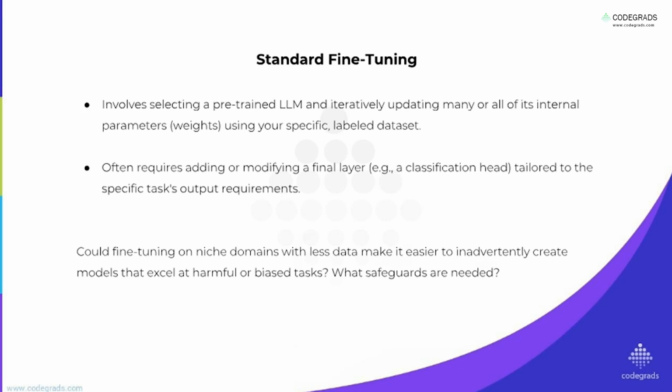But there's a critical consideration here, as the slide points out. Could fine-tuning on niche domains with limited data lead to harmful or biased models? Absolutely. If your small dataset has inherent biases or focuses on a problematic niche, the model will learn and potentially amplify those. Safeguards are essential: carefully curating diverse training data, implementing bias detection tools, and always having human oversight.